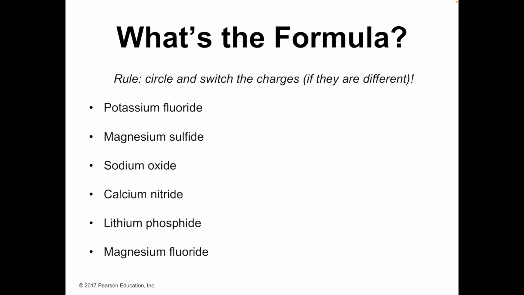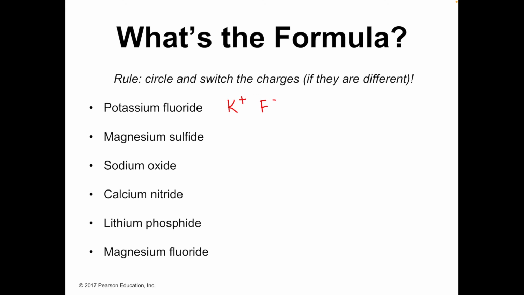You can pause here if you think you've got it, or you can watch a couple and then pause and try some on your own. So the first step is to always write out the ions. Okay, so potassium fluoride. Potassium is in group 1A, which means it makes a 1+. Fluorine is in group 7A, which means it makes a 1-.